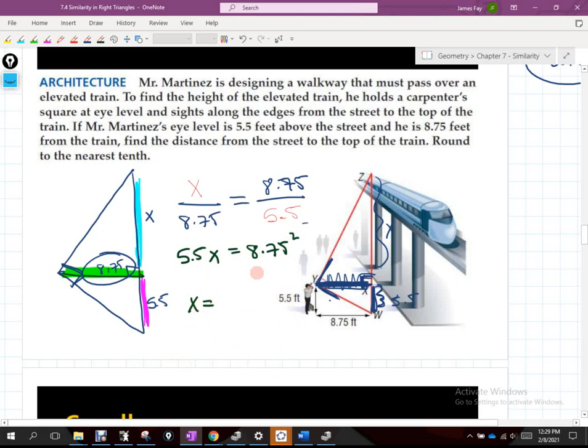Because that right-hand side is just a number, right? 8.75 squared. Yeah, so this is 76.5625. I would divide both sides by 5.5, right? And it gives me 13.92. Okay.